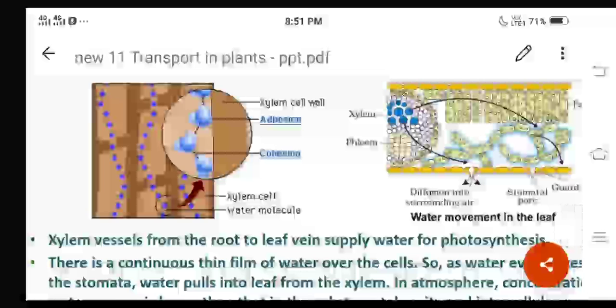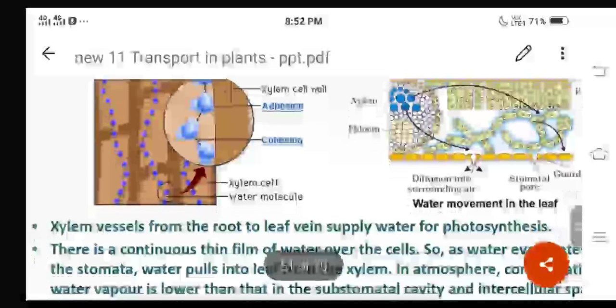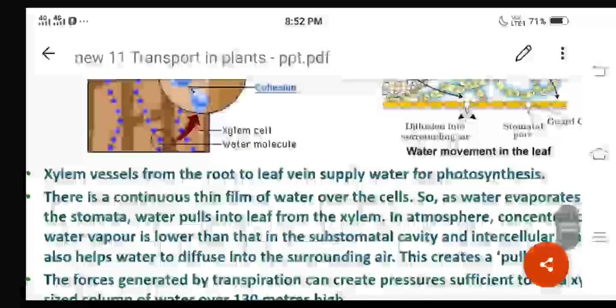Okay, and I told you, for the photosynthesis process the plant will utilize less than 1% of the water, and the remaining water, the majority of the water content, will be lost to the atmosphere through a process called transpiration, right? And here, another point: there is a continuous thin film of water over the cells. It means in the leaf part there will be water movement. How will it be? There is a continuous thin film of water over the cells.